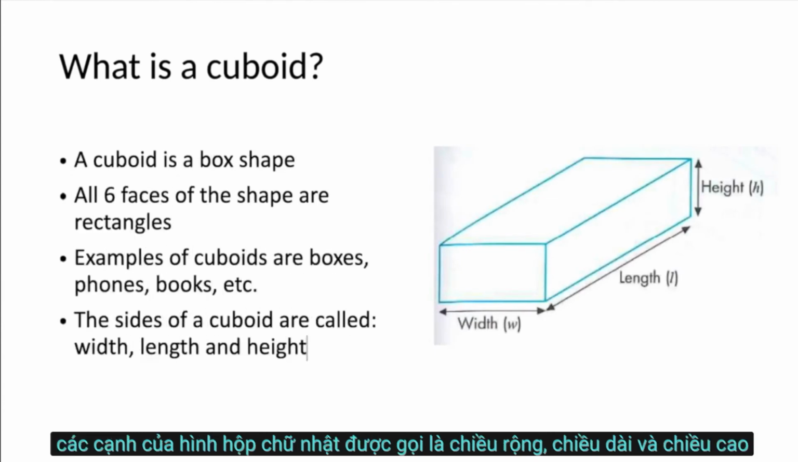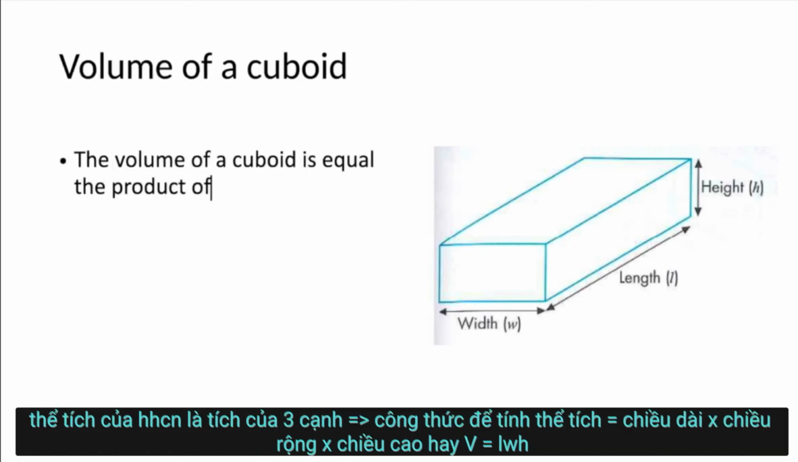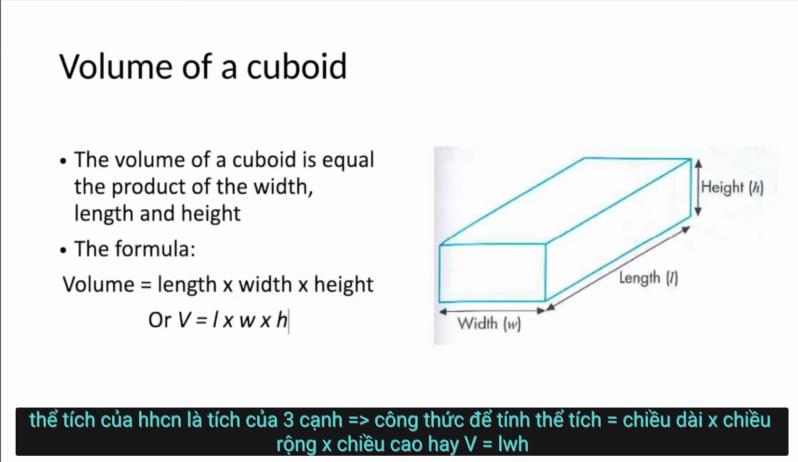The sides of the cuboids are called the width, length, and the height. The volume of a cuboid is equal to the product of the width, length, and the height. The formula to calculate the volume is equal to the length times the width times the height, or V equals L times W times H.